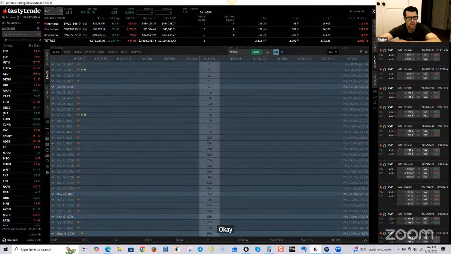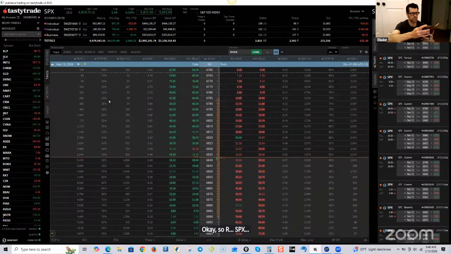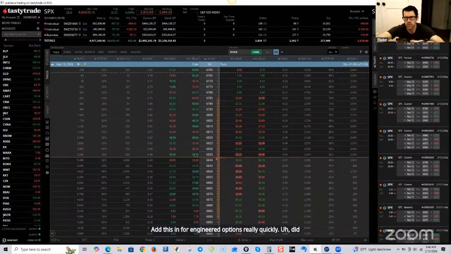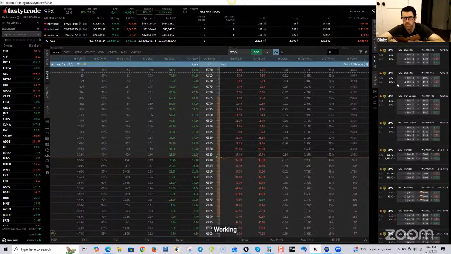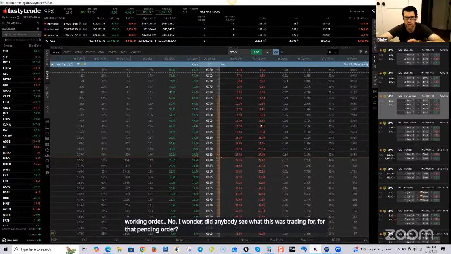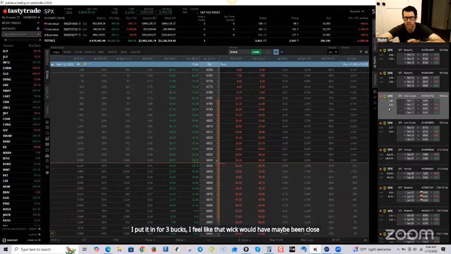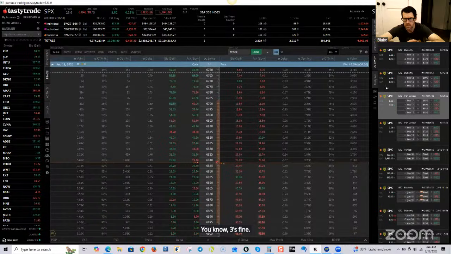Okay, so our SPX. I'm going to add this in for Engineered Options really quickly. Did we get filled on our 15 wide or no? Working order. No. I wonder, did anybody see what this is trading for, that pending order? I put it in for $3. I feel like that wick would have maybe been close to getting filled, but three's what I wanted. I just wasn't sure if it was like 2.50, 2.60. Three's fine. All right, a couple working orders.